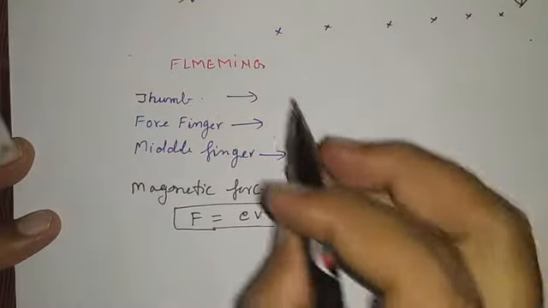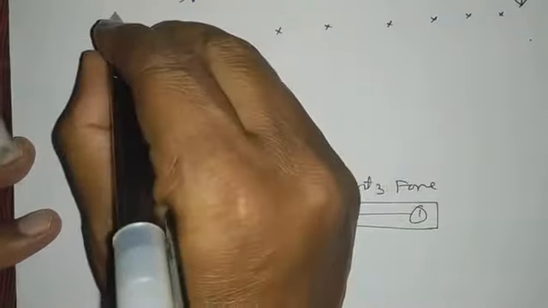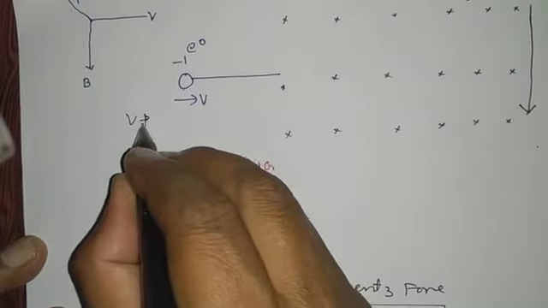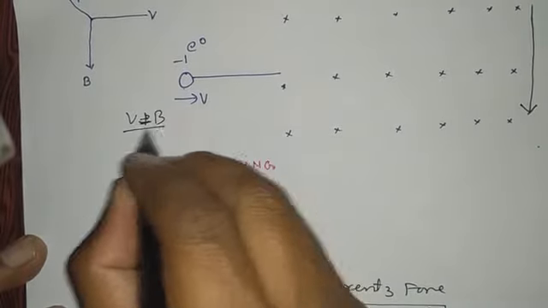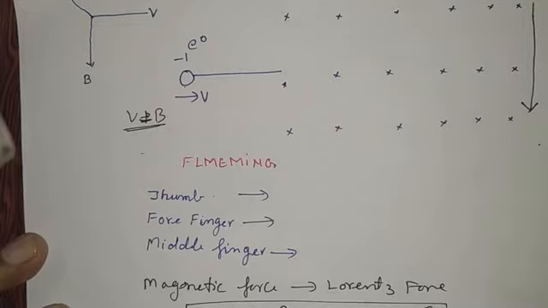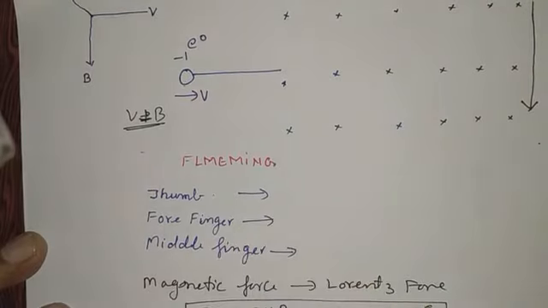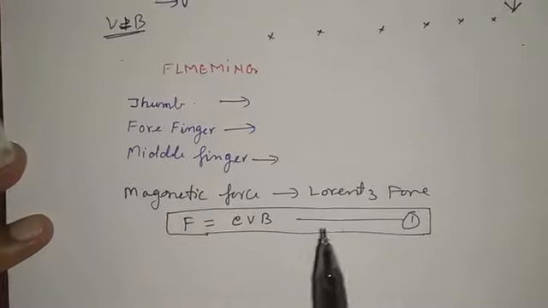It is entering perpendicular to the field. See here in the diagram, v is perpendicular to the field. That is why sin 90 is 1 here, right?